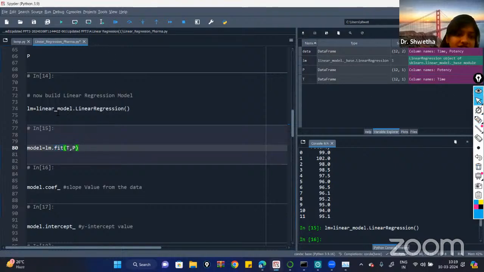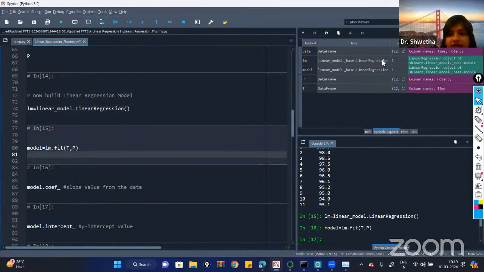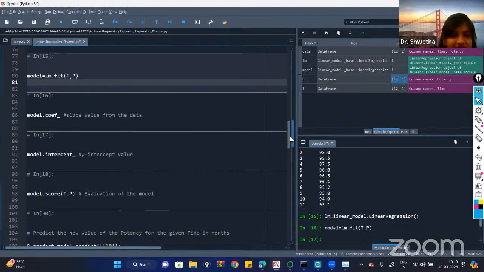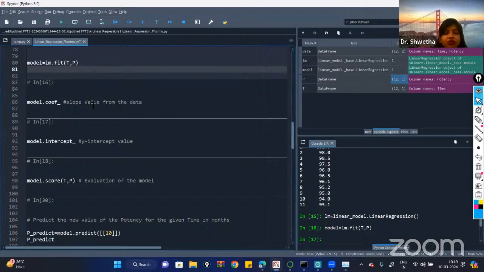Firstly, calling the model and then fitting it with the data. model = lm.fit(P_T, P). Now, this is our model. Once the model is fit with the data, you can see the coefficient values. As I said, the model will give us the coefficient values. What are the coefficient values and intercept values?